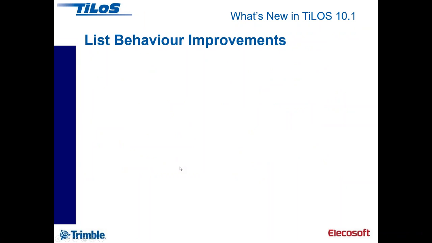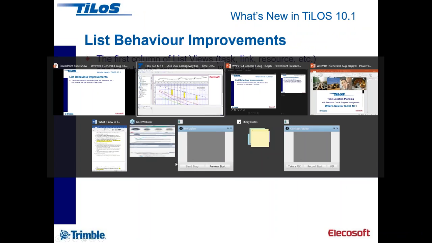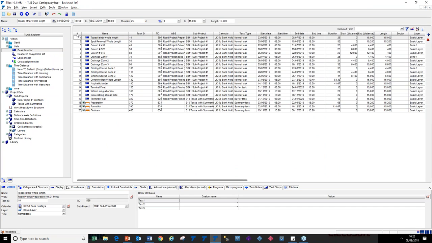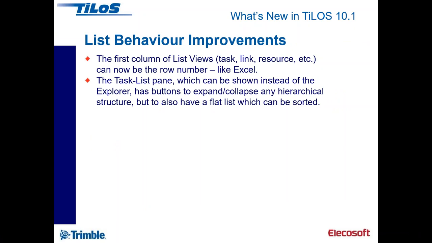Okay, so now that's all the stuff on time distance. We can talk about list behavior, so we can quickly rattle through this if we look at a list. The first column now is a sort of spreadsheet column that is constant, so you've just got the same thing that you would have in Excel.